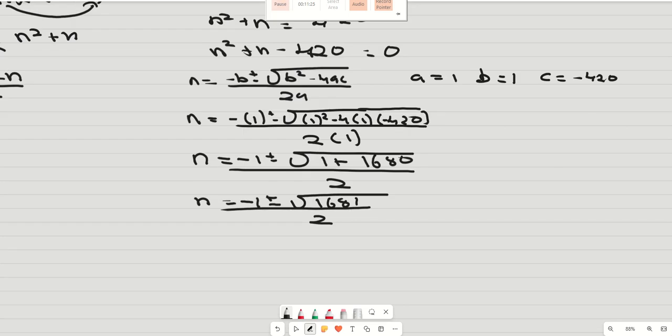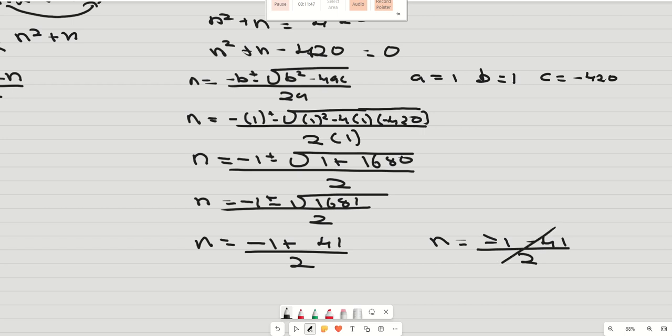All right, so you're going to get n is equal to negative 1 plus the square root of 1681, which is actually 41, all over 2, or n is equal to negative 1 minus 41 all over 2. Now we know your figure number cannot be a negative number. This one gives a negative number, so it cannot be this. So n is equal to minus 1 plus 41, which is 40, divided by 2, which is equal to 20.